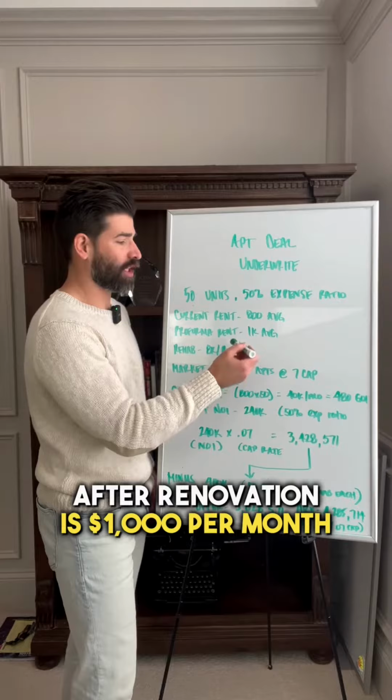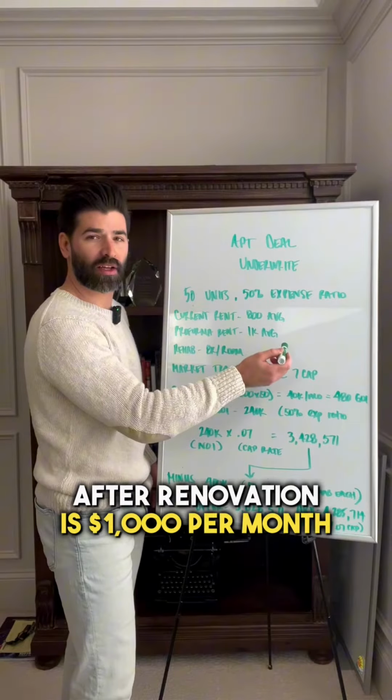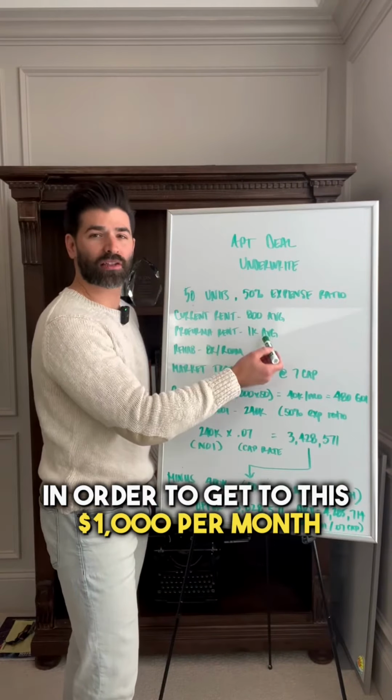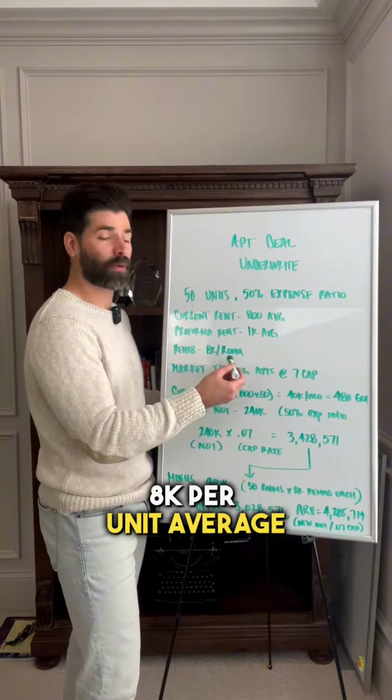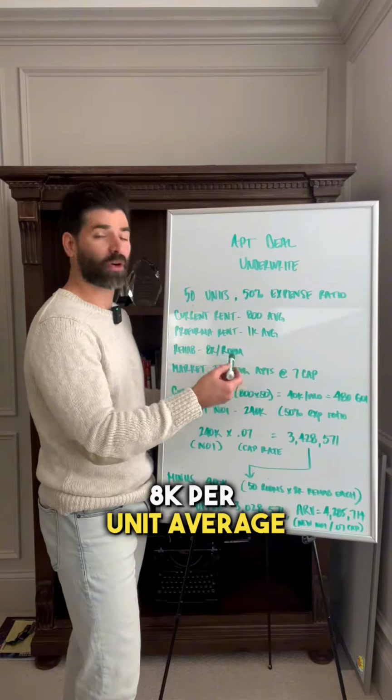Current rent is $800 a month average. Pro forma or projected rent after renovation is $1,000 a month. In order to get to this $1,000 per month, you're gonna need to spend $8K per unit average. The micro market of this particular apartment complex, let's just say it's trading at a 7 cap.